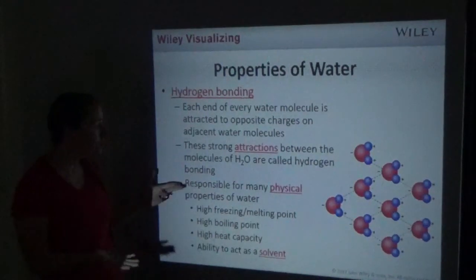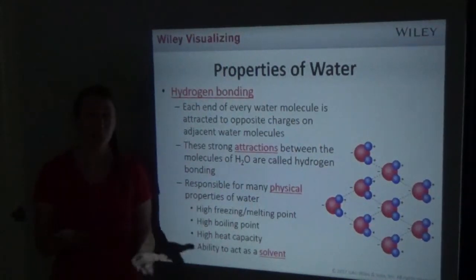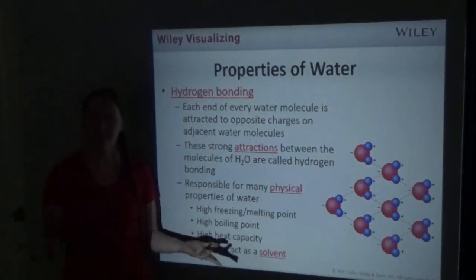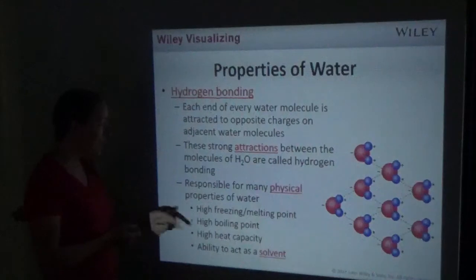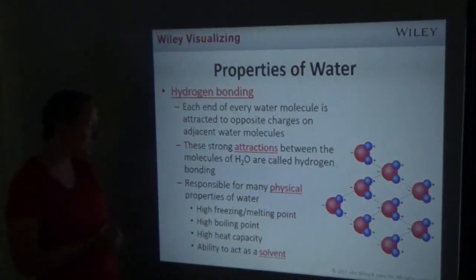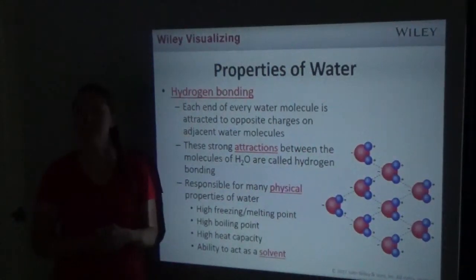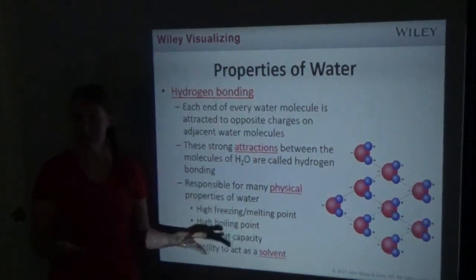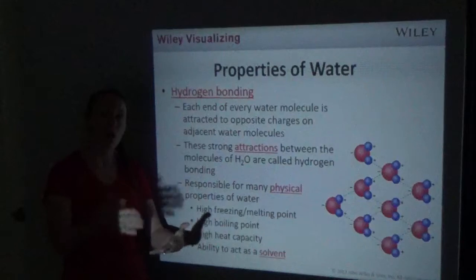So hydrogen bonding is responsible for many of the physical properties of water, such as the fact that it has a high freezing and melting point considering its low molecular weight. It has a high boiling point, it has high heat capacity, and it has the ability to act as a solvent. So a solvent just means it can dissolve a lot of other substances, like when you put salt or sugar in water, it will dissolve it.